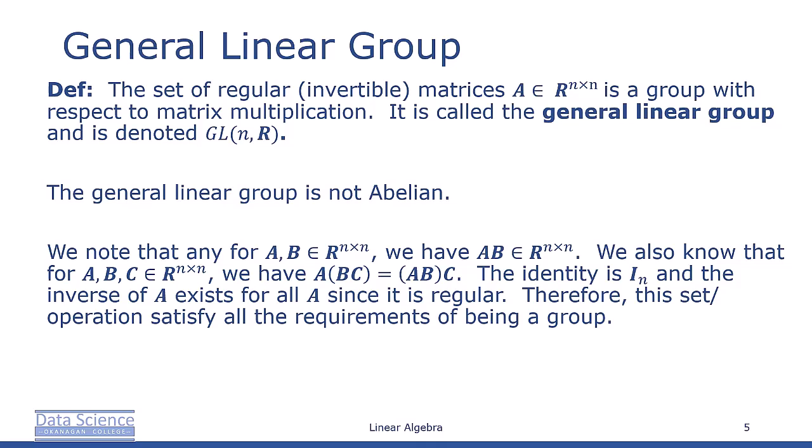We note that for any A, B, C of dimensions n by n, (A times B) times C is equal to A times (B times C). The identity matrix is our unit. And in fact, because these matrices are regular or invertible, A inverse must exist for any n by n matrix A. Therefore, the set and operation satisfy all the requirements of being a group.